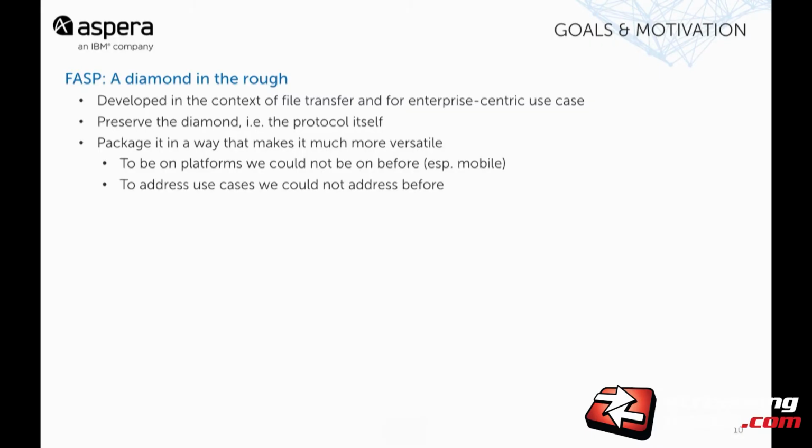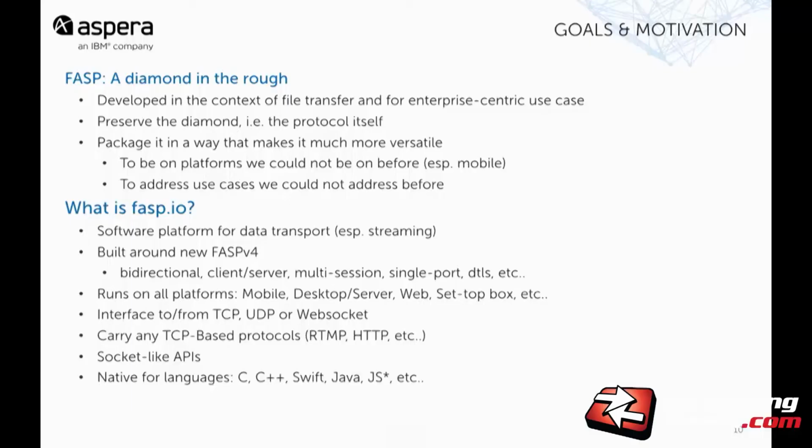So the FASP protocol, just to give you a little bit of context, is a bit of a diamond in the rough situation that we have here, because over the last 10 plus years this protocol was mostly used for file transfer and for enterprise-centric scenarios. So it came with a little bit of baggage that we now are trying to change. What we want to do is preserve this diamond, the gem that is the smarts, the 10 years of experience that we've put in this protocol on how we do the retransmission, how we compute the round trip time, and all this, the secret sauce, I would call it. But how do we package that in a way that's much more versatile, that really allows us to tackle use cases that we couldn't tackle before, and especially how does it allow us to go on every platform, especially mobile, I would say.